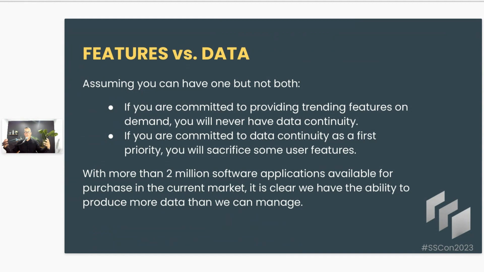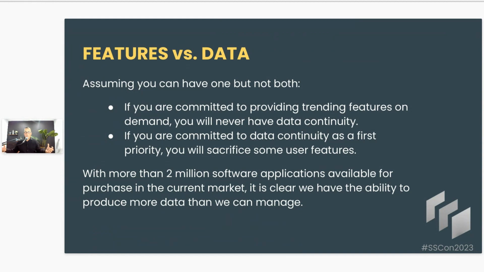So assuming you can have one, but you can't have both, if you're committed to providing all the most trendy features, maybe even that donor management system is like, wow, it's really pretty, or that's really slick, or I really like the way that looks, or I like the way things interact. That's all fine. That's no problem. But if you could have that, but you can't have the data continuity, would you rather have that? Or if you had a system where all of the data had complete continuity as first priority, but maybe you had to sacrifice a couple features.